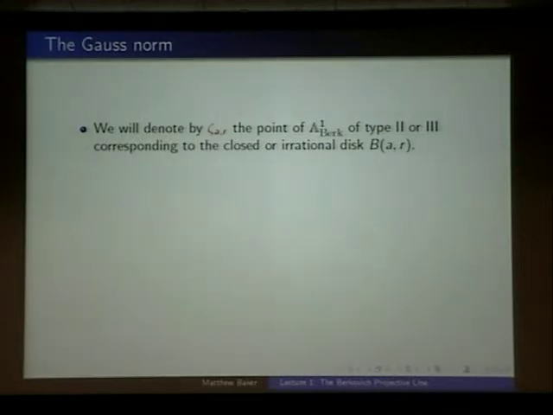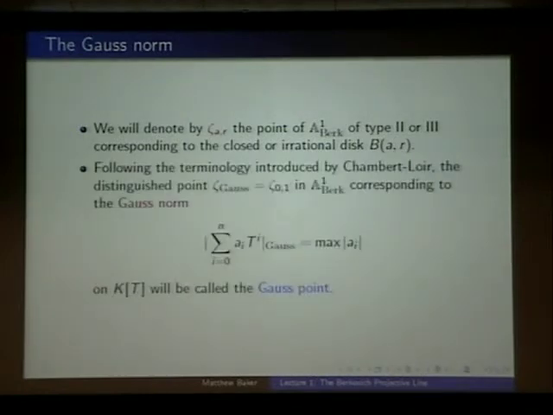All right, so I'm going to introduce notation that's not standard in the literature, but I'm just making it up here. Zeta(a, r) will be the point of type 2 or 3 which corresponds to the disk of radius r around a. And following some fairly evident terminology that was suggested by Chambert-Loir, the point corresponding to the unit disk will be called the Gauss point, because that corresponds to the Gauss norm, in the sense of the maximum of the coefficients as Brian defined it. I mean, here I'm doing polynomials, but it's roughly the same idea. So we have this sort of distinguished point called the Gauss point, which I'll come to later.